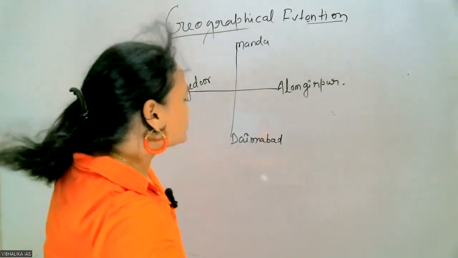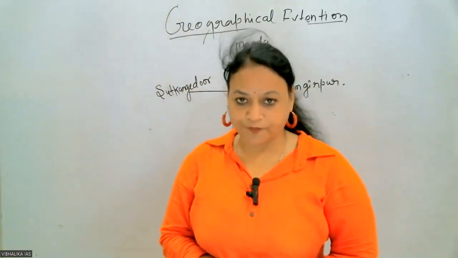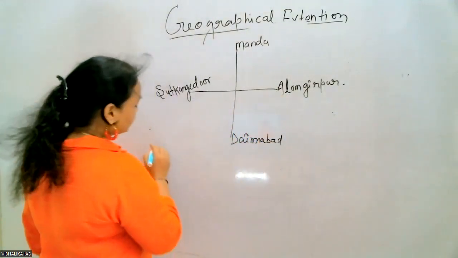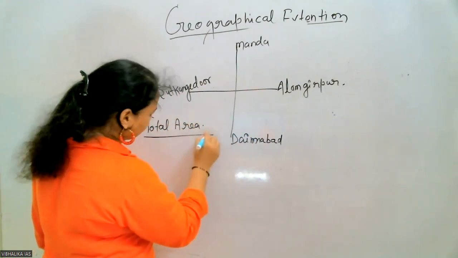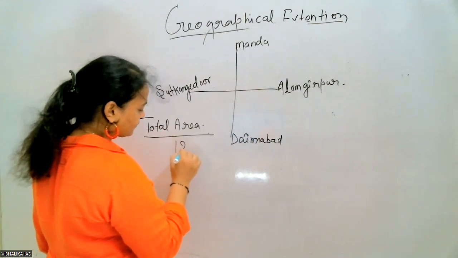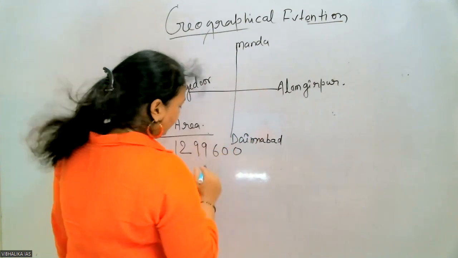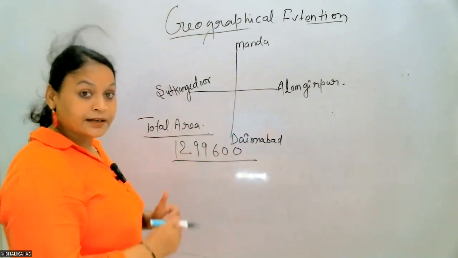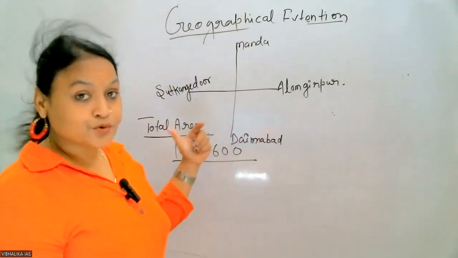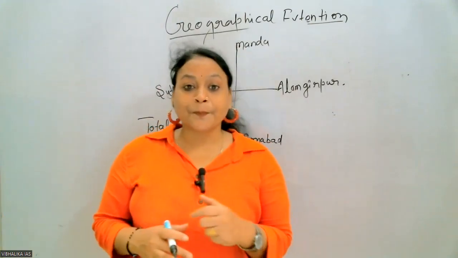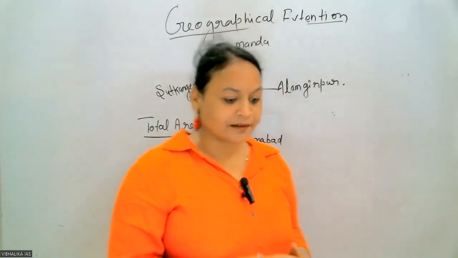Now students, we will cover how much the total area of this civilization was. If we see the total area of this civilization, it was 12 lakh 99,600 square kilometres, right? So students, it is almost larger than complete Pakistan, Nepal, or Sri Lanka, right?